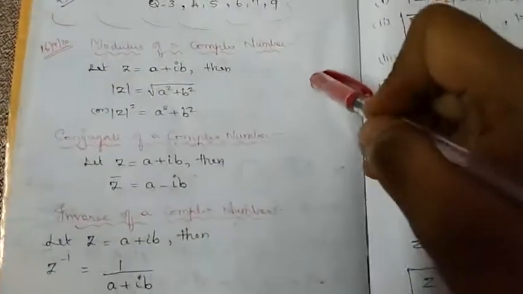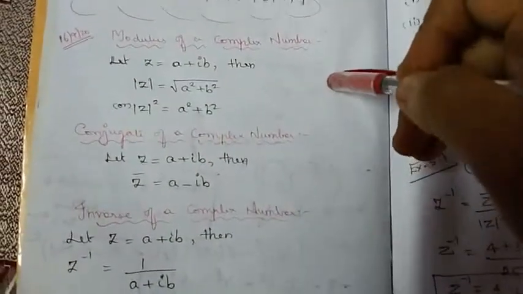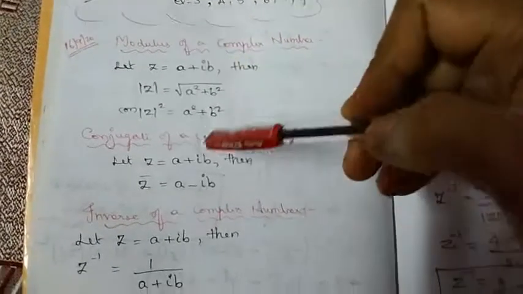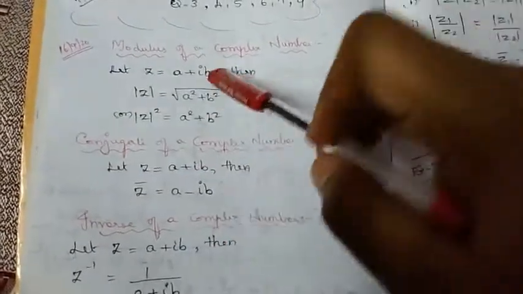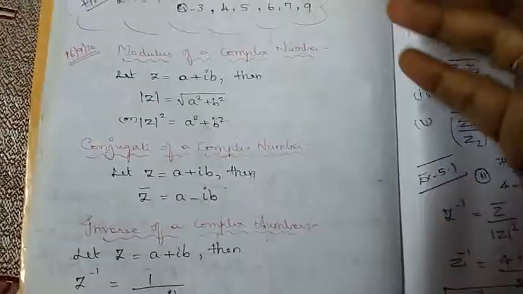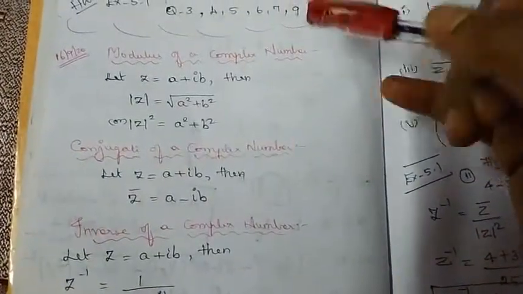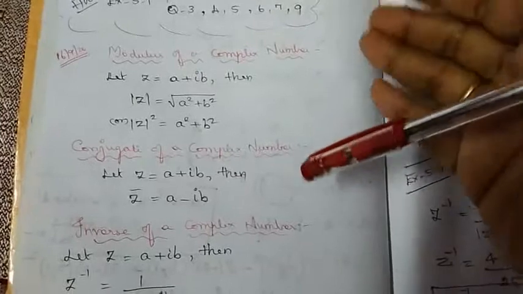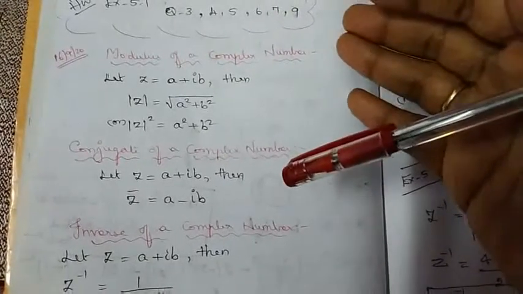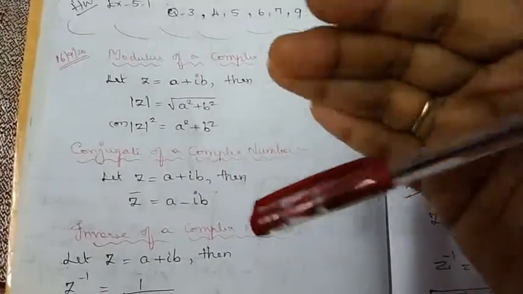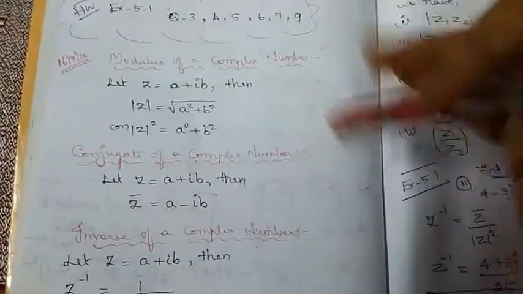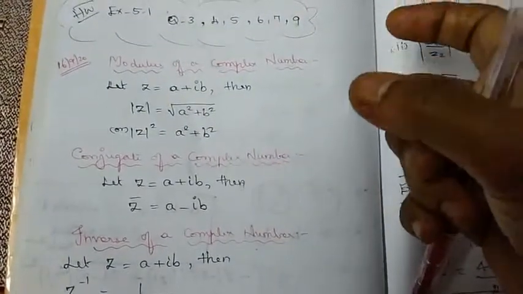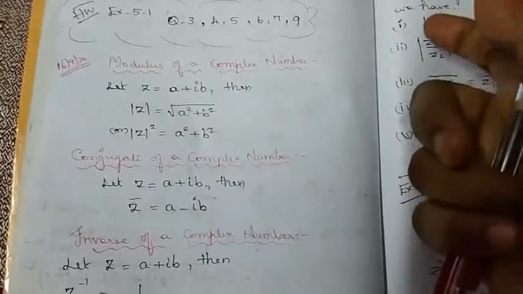Next we have seen another important concept of complex numbers called modulus, conjugate and inverse. How to find the modulus of a complex number? What is the modulus of a complex number? Normally with real numbers, when we write inside the modulus, if it is a negative number, we take it as positive. We take the absolute value, right? We take only the value in spite of its sign.